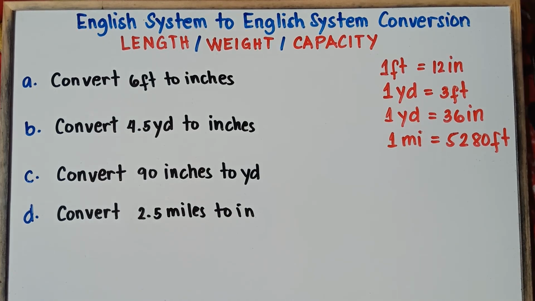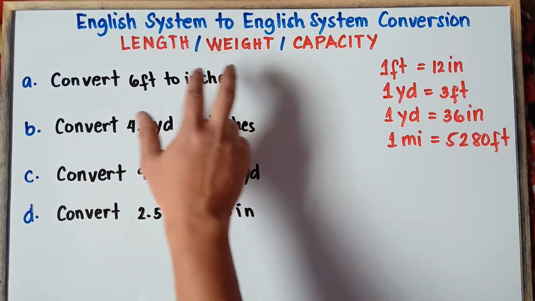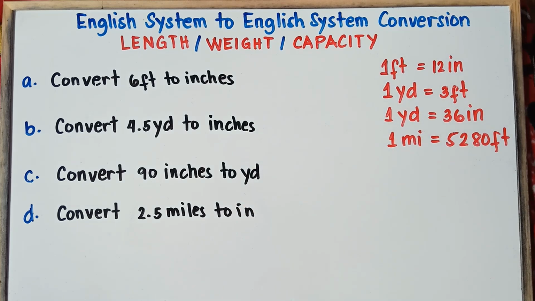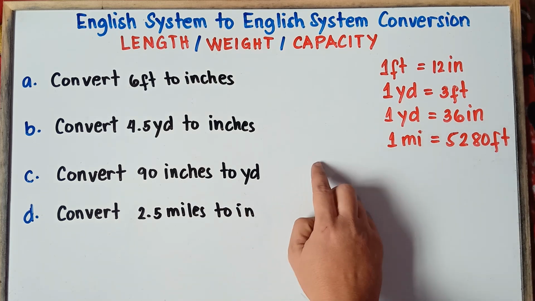Our topic for today's class is all about English system to English system conversion. So without further ado, let's do this topic. Now for the English system, we have the unit length, the unit weight, and the unit capacity. In today's video class, I will give you 4 examples for each unit for you to really understand this one. So let's start with the unit length.